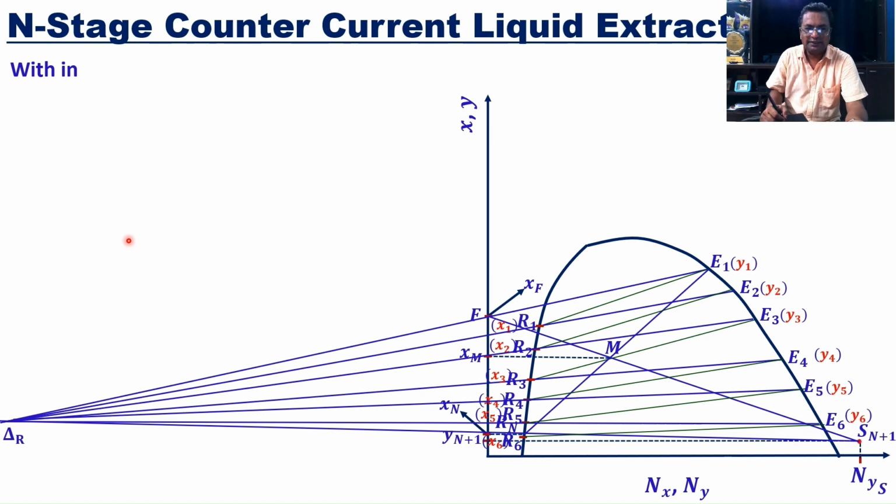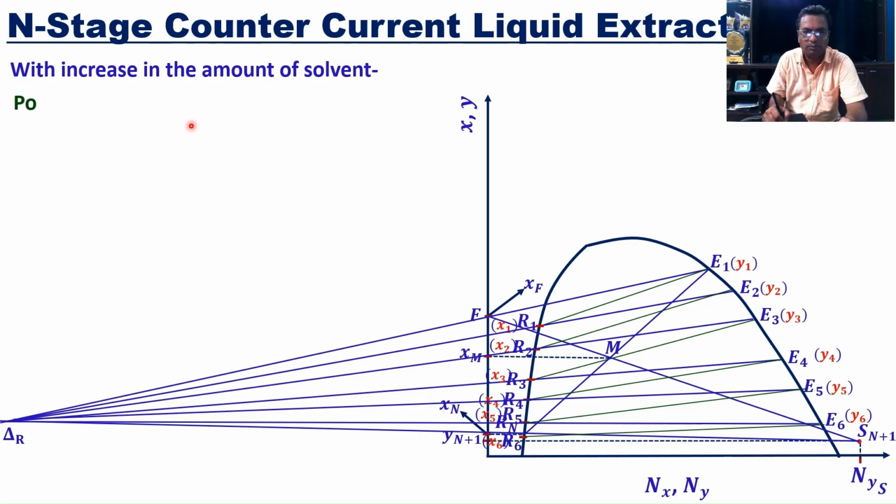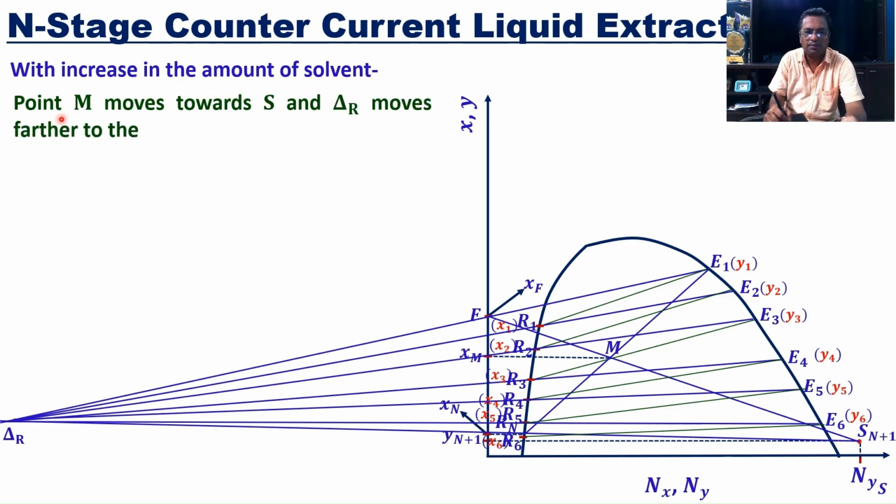Okay, the next thing, let us say we have this. Now, what happens if you increase the amount of solvent that you use in the operation? If you increase the amount of solvent, this point M moves towards Sn plus 1 along this line. And delta R moves further to the left.